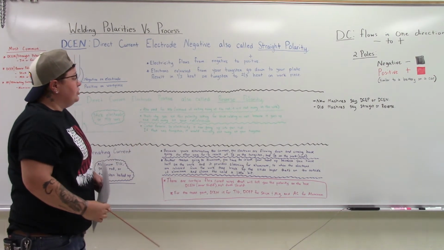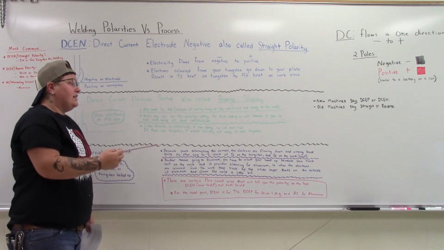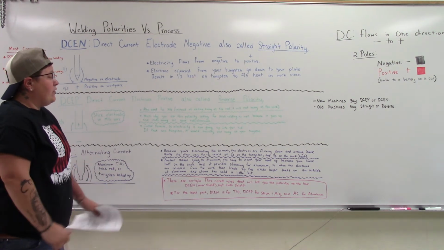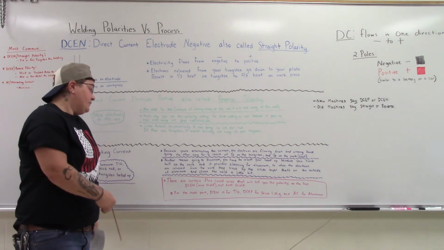Another reason for going to AC on aluminum, you have to crank up your heat because you have half on the work, and it provides a cleaning agent for aluminum. When the electrons are released from the work, they break up the oxide layer that's on the outside of aluminum and clean it a little bit, okay?